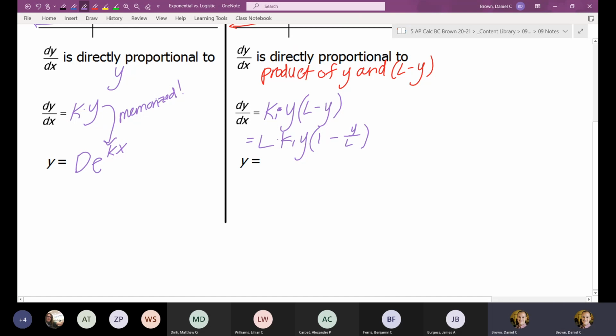k sub 1 is the constant of proportionality. L is the carrying capacity, also a constant. Well, what is a constant times a constant?